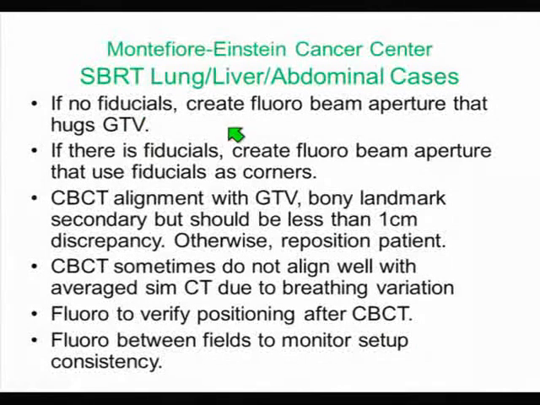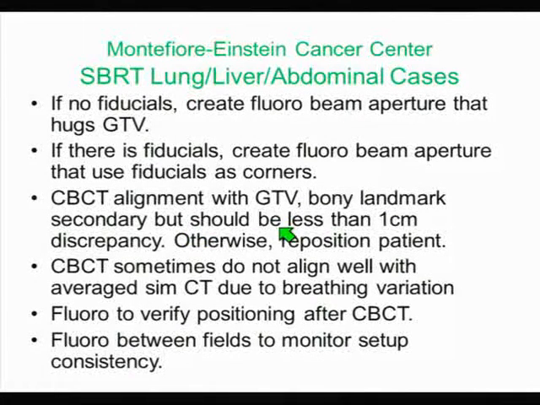So if no fiducials, you should create a fluoro beam aperture that hugs the GTV to help you visualize and verify that your setup is correct. I'll show you an example. If there is a fiducial, what we do is we contour the fiducial, create a fluoro beam aperture with the fiducial as a corner. So when you do the fluoro, you know exactly where your fiducial should be and whether it matches. And cone beam CT alignment with the GTV, for those cases, bony landmark is secondary. You line up with the GTV instead of bony landmark.